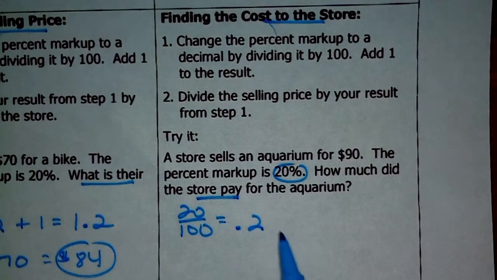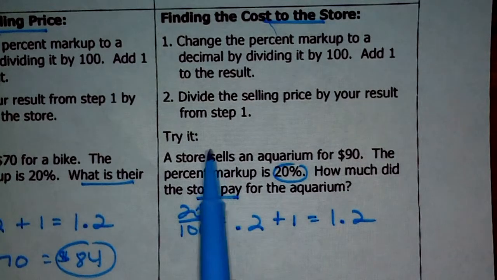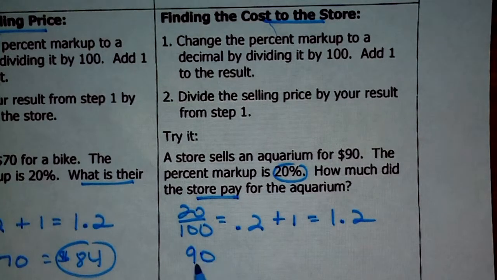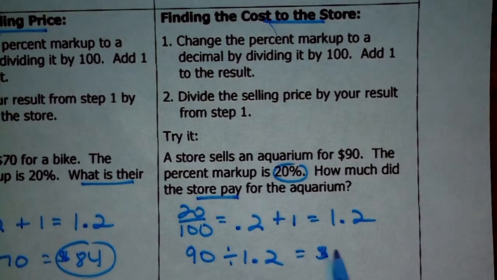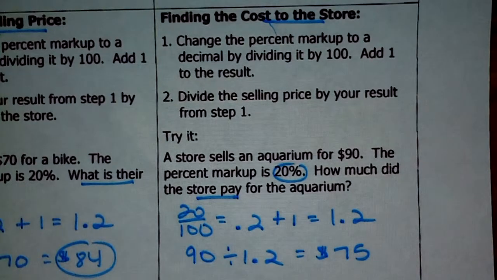And then I want to add 1 to the result. That's what it says right here. Add 1 to the result. So we're still dealing with 1.2 in this example. Now step 2 says divide the selling price by your result. So that means 90 is first. There's the selling price. I want to divide that by the result. So that means take 90 divided by 1.2. And when you do that, we get $75.